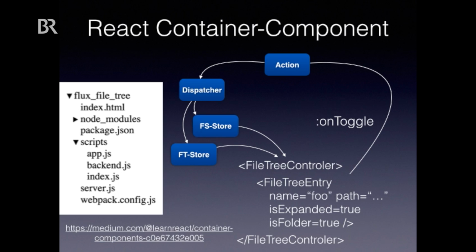Then if you have the normal toggle event, you create an action, you throw it against the dispatcher again, and then you update all the stores.